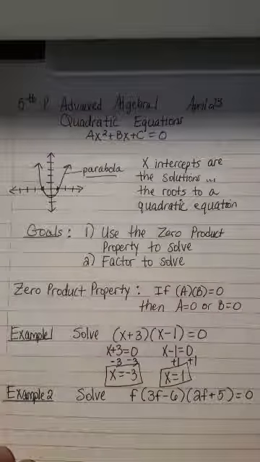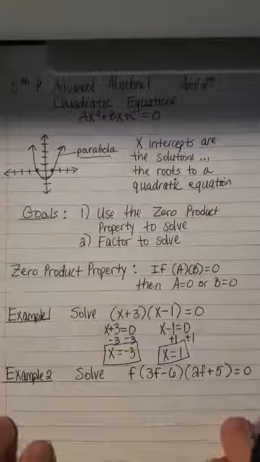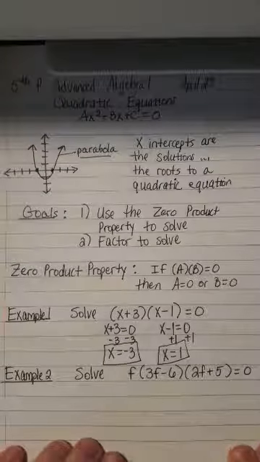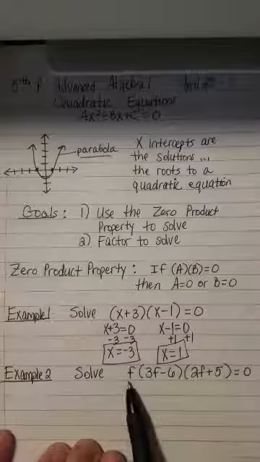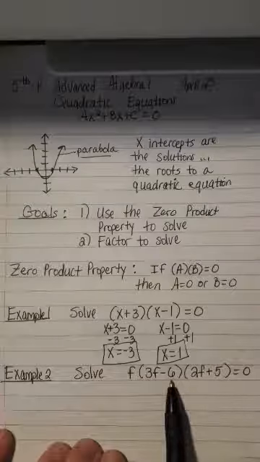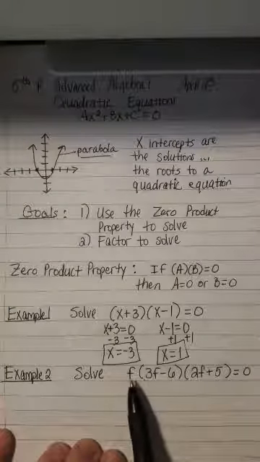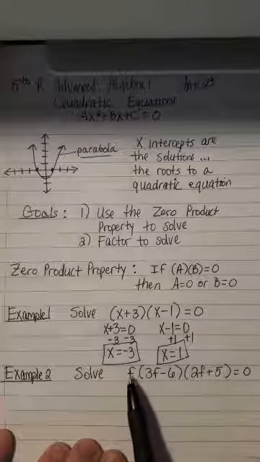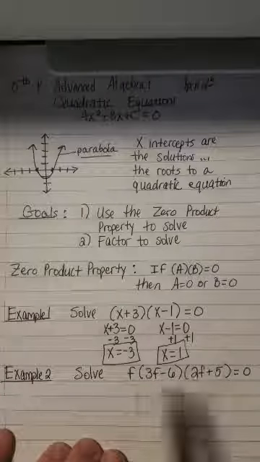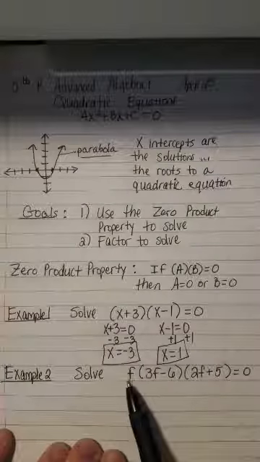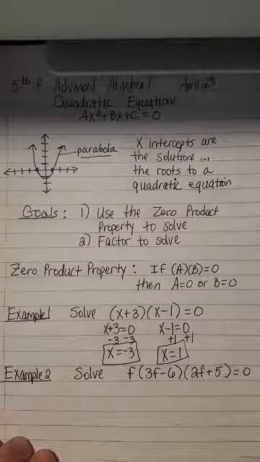All right, example 2. Let me make sure that's in view. All right. Now look at this problem. We've got solve f(3f - 6)(2f + 5) = 0. This time we've got 3 factors. F is a factor also, so we've got 1, 2, 3 factors. And if those 3 factors multiplied together equal 0, that means either one or all of them have to equal 0. So you just take each factor one at a time.